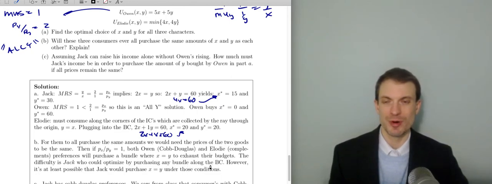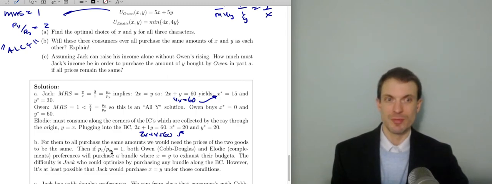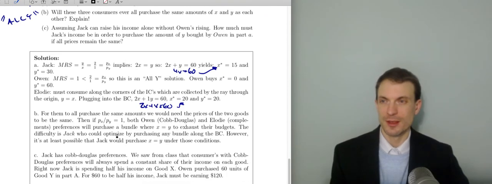Remember, there's three things that can happen with perfect substitutes, right? Jack's indifference curve has a slope of 1. This budget constraint would then have a slope of 1. And so Jack's indifference curve would be coincident with the budget constraint. So anything would be an optimal bundle, such as Owen's and Elodie's, but wouldn't need to be.